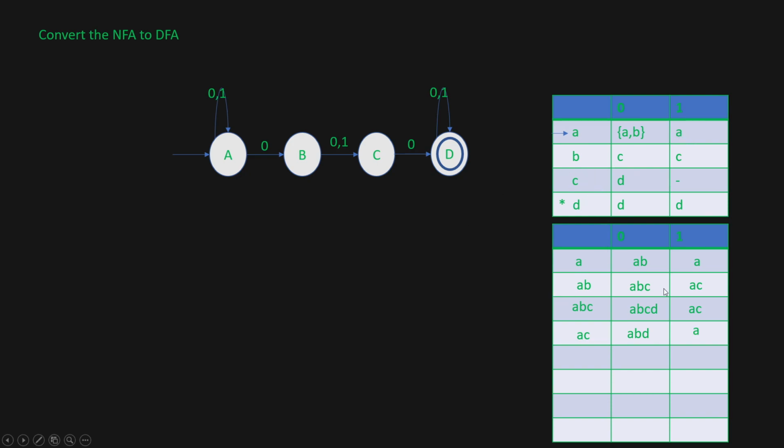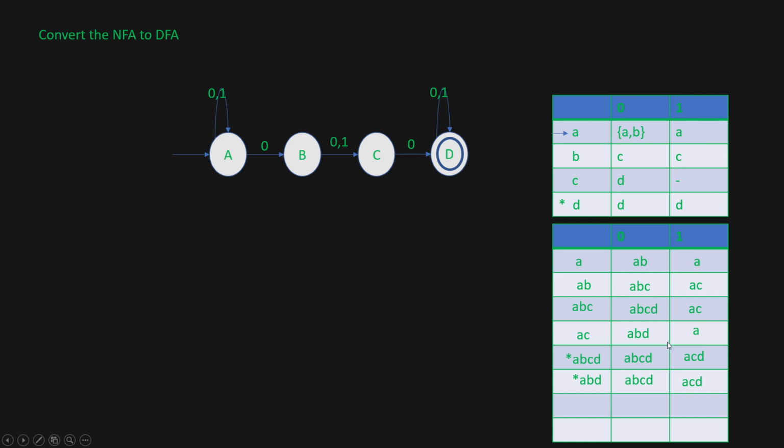Now what about state ABCD? That's a new state, right? So in state ABCD, if we get input 0, we perform the union operation of this, and we are going to go to state ABCD. If we get input 1, we are going to go to state ACD. Now we have seen it for states A, AB, ABC, AC, ABCD. The next new state is state ABD. In state ABD, if we get input 0, we are going to go to state ABCD, and if we get input 1, we are going to go to state ACD.